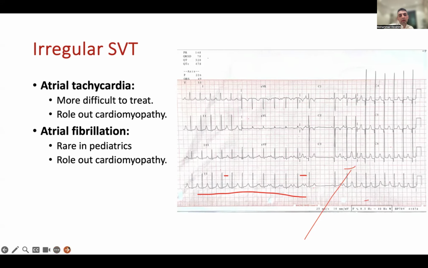And then another irregular SVT is AFib, atrial fibrillation, which is very rare in pediatrics and might be associated with hypertrophic cardiomyopathy, for example, or other cardiomyopathies. Quick question. Any questions about irregular SVTs? So same management, except that these are probably more difficult to treat. And then for AFib, or flutter, of course, you want to make sure you might want to give anticoagulation for the patient.